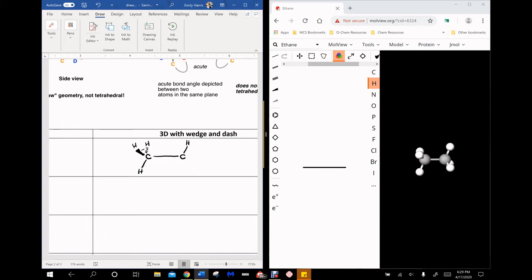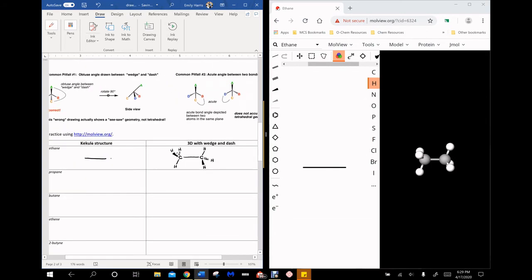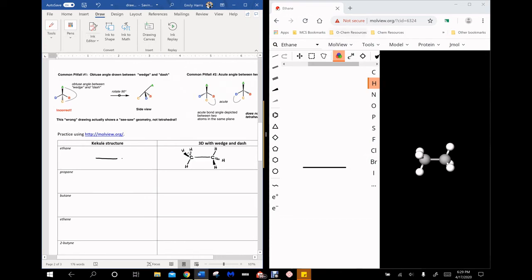Then we'll do it for the second carbon. That bottom one is kind of coming towards us, so we'll make it a wedge. And then the back one is going back away from us, so it becomes a dash. And so there we have kind of our 3D representation of this molecule. And I'll tell you what, let's just do one more while we're at it.